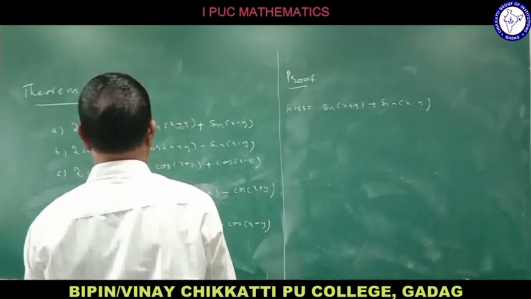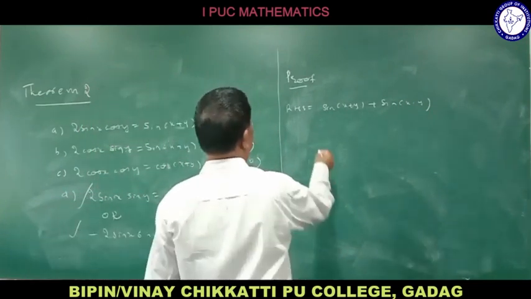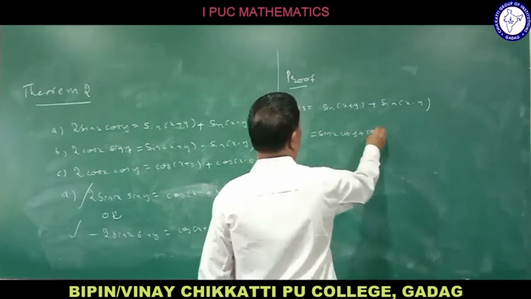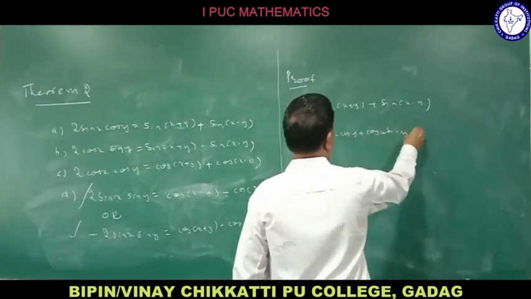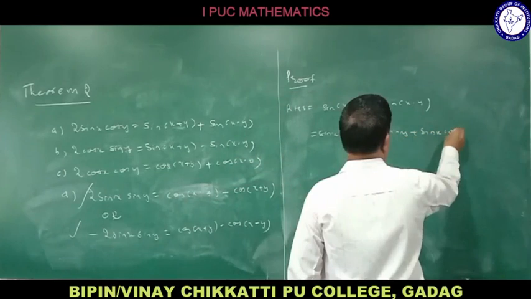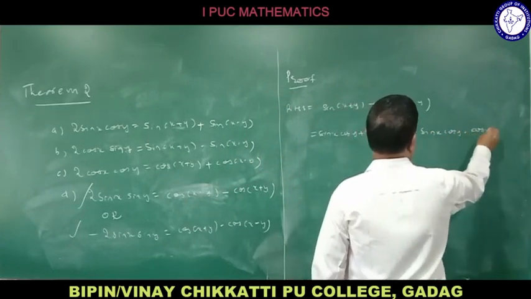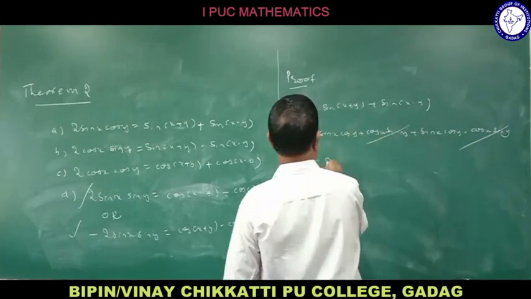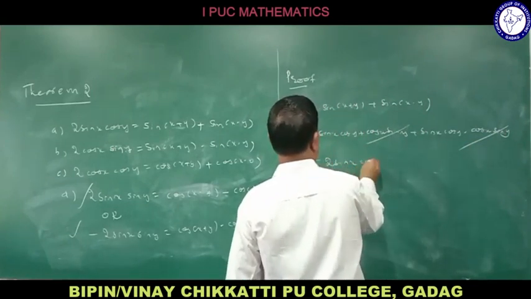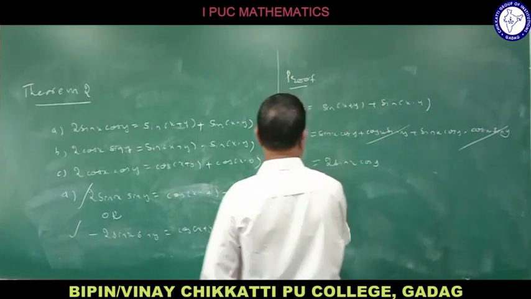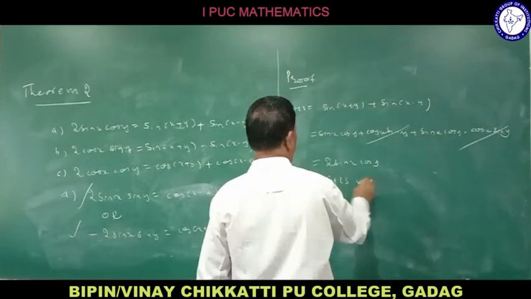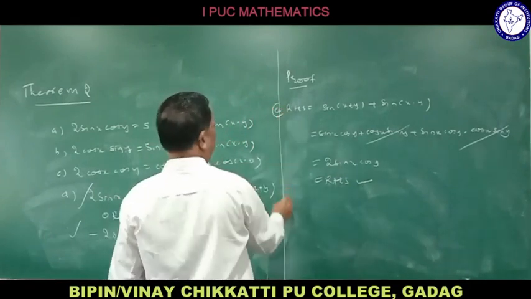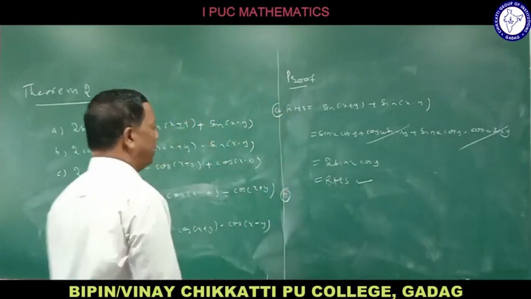RHS is equal to LHS, we have to prove. So what is the formula here? Sin x cos y plus cos x sin y plus sin x cos y minus cos x sin y. So the cos x sin y terms cancel, then what is the result? 2 sin x cos y, and that is nothing but LHS. So the first one is the result. This A is over.